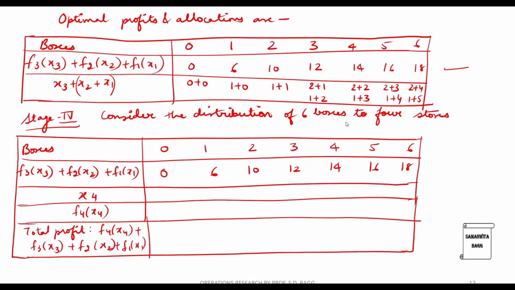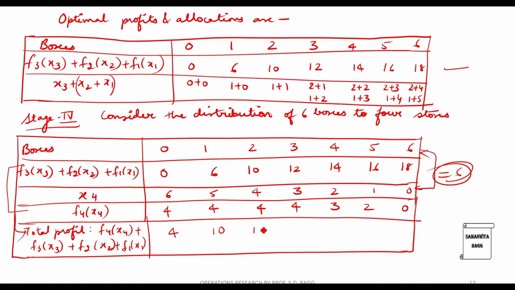The reason is maximum number of crates should be 6. So if this is 0, this has to be 6. This has to be 1 plus 5, 6. 2 plus 4. So written in reverse order, 6, 5, 4, 3, 2, 1, 0. Check the summation of these two will always be equal to 6. Now f4 x4 written in reverse order. Finally add this one and this one together to form the last one. So this is 4, 10, 14, 16, 17, 18 and 18.